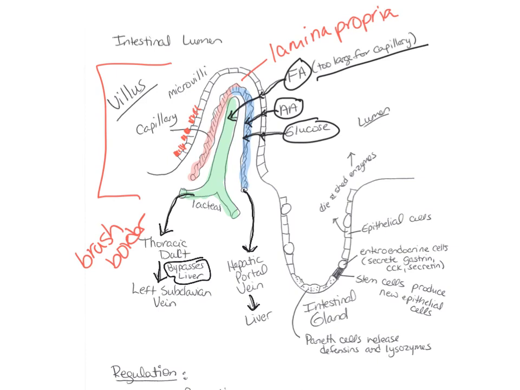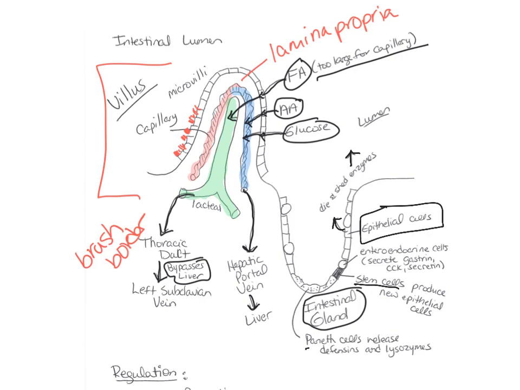At the base of the villi are intestinal glands. These intestinal glands are also lined by these epithelial cells, but in between these epithelial cells are other cells. There are stem cells that produce new epithelial cells when they get shed, and when those epithelial cells get shed into the lumen, they will release their enzymes into the rest of the contents of the intestine.